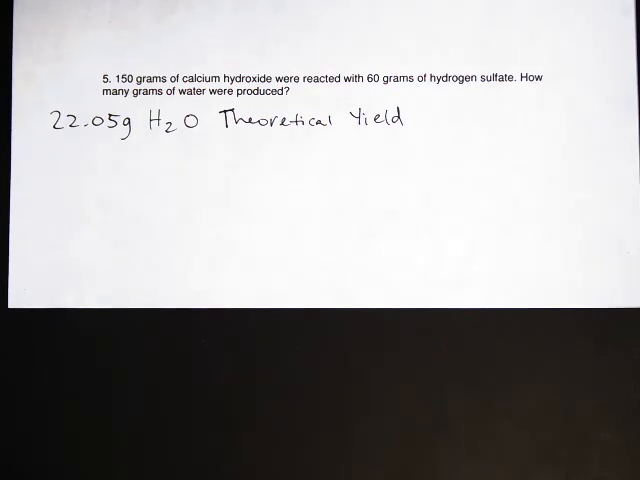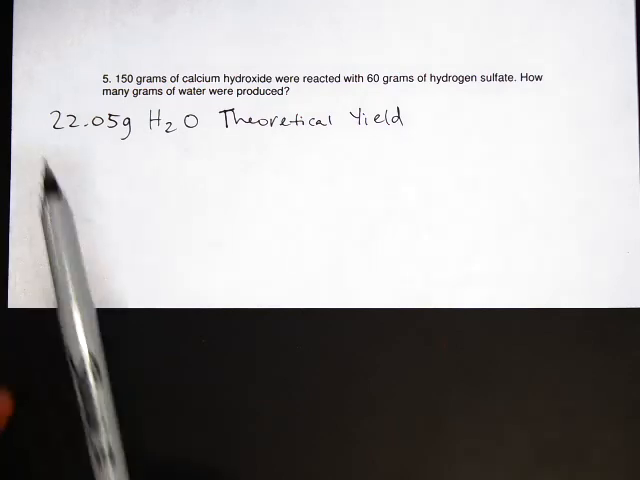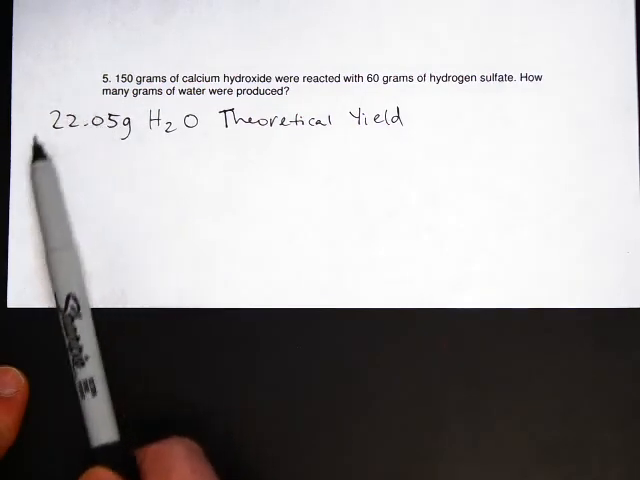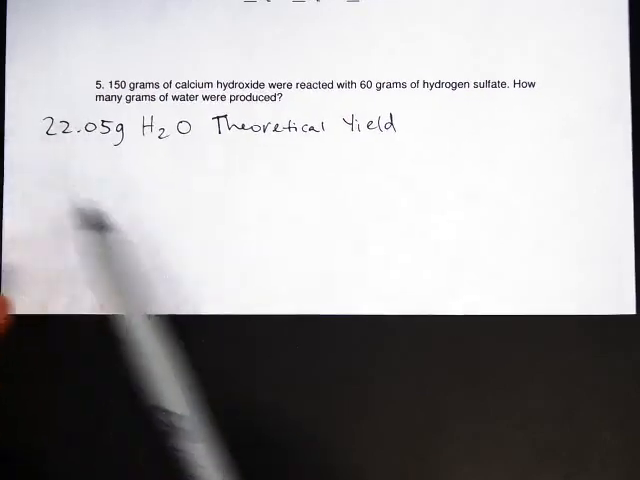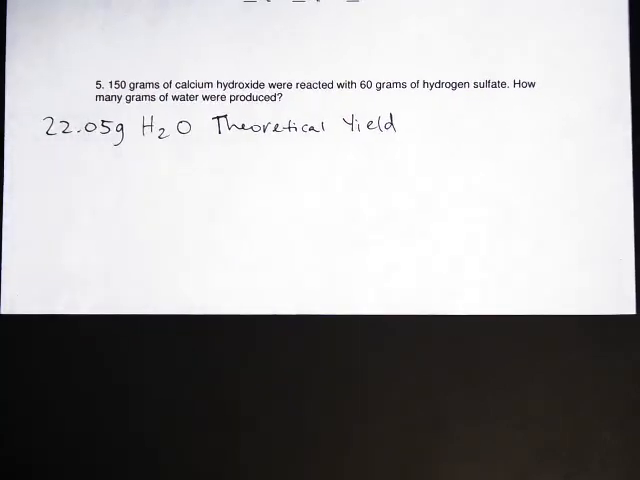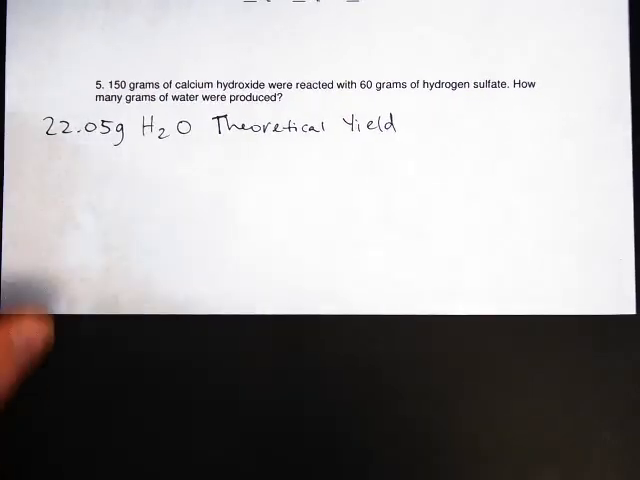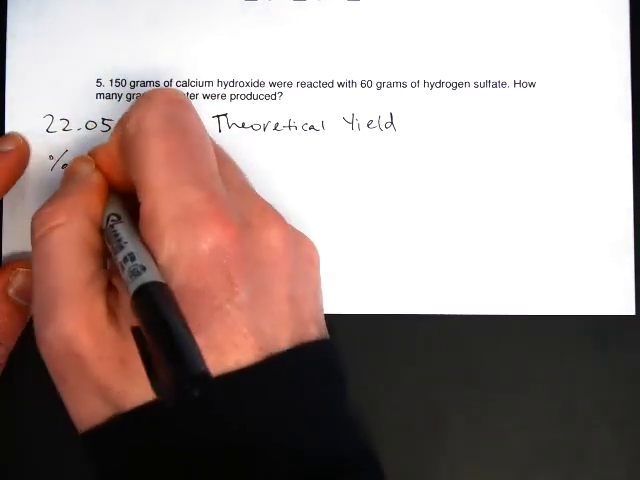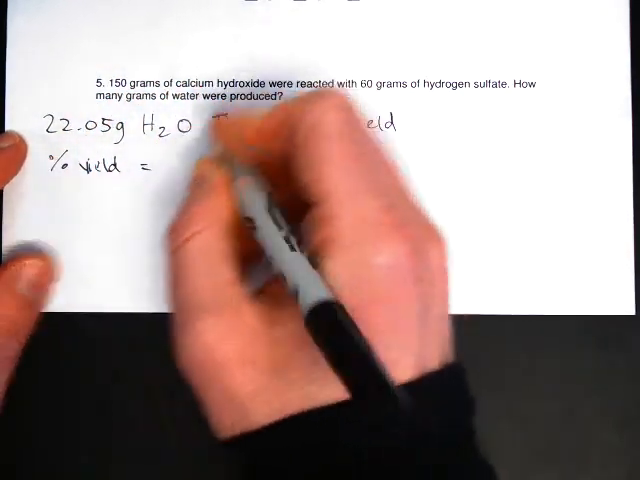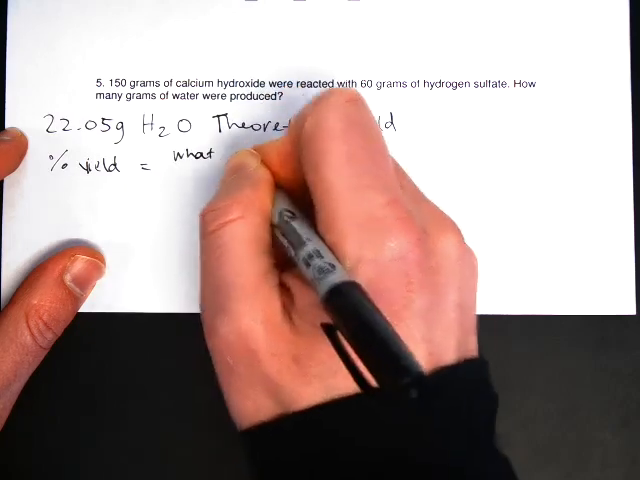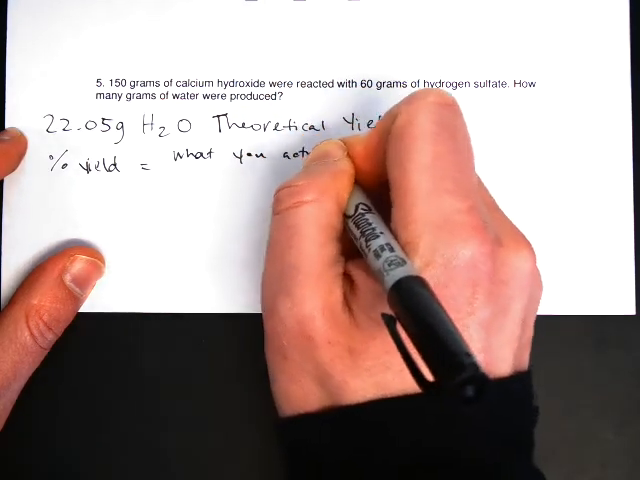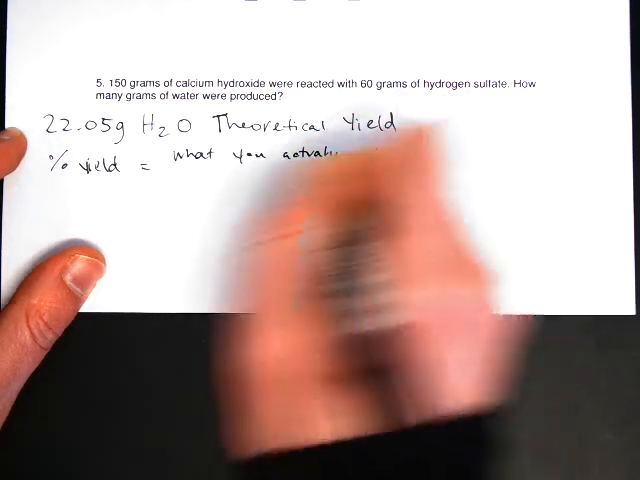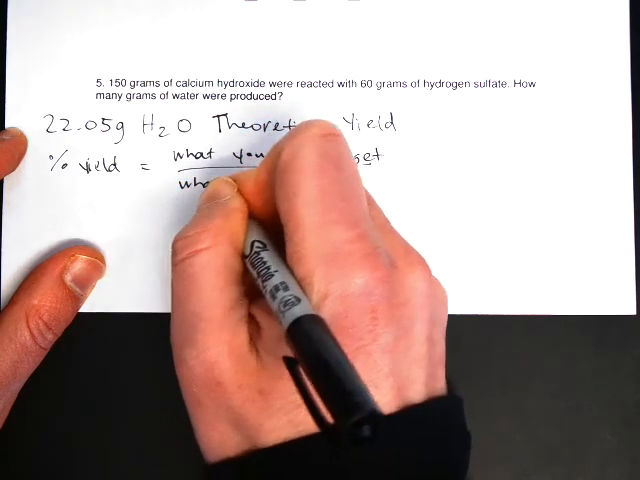You can mess stuff up. You can spill stuff. You have sausage fingers. It's a disaster. So you rarely get this amount of stuff. And so what is a common kind of question is to look at what is called percent yield. Your percent yield is what you actually get divided by what you're supposed to get.